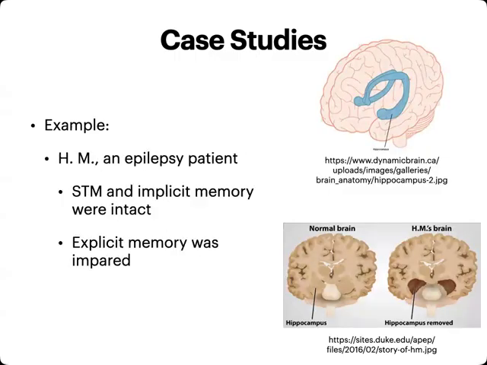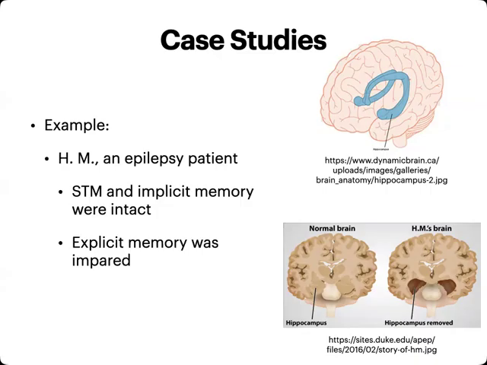Here's another example of a case study. This involves patient HM, who is probably the most frequently mentioned individual in cognitive psychology and neuroscience literature. He is arguably the most famous research participant in the history of the entire field of science. After suffering a brain injury as a child, he developed symptoms of epilepsy. His doctors decided that the best treatment was to remove the medial temporal lobe and most of both hippocampi, which are essential brain regions for memory formation.